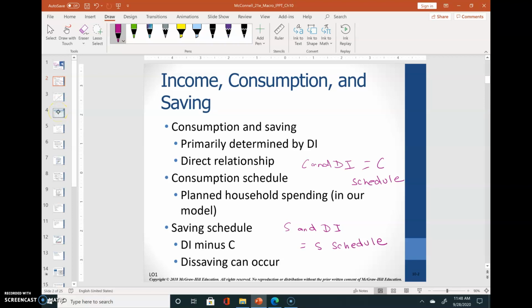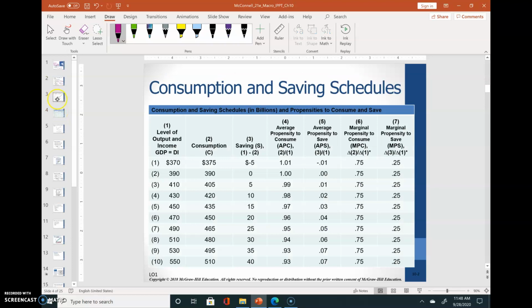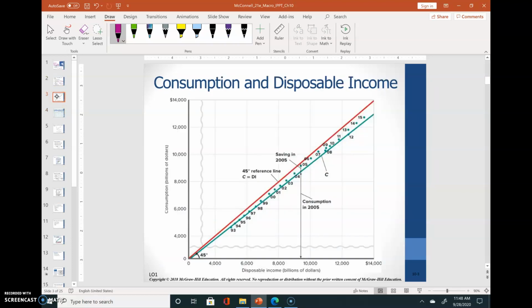Now take a look at this graph here. I have a 45-degree reference line, and all along the reference line consumption is equal to disposable income. This reference line is constructed using historical data showing the actual amounts of disposable income, consumption, and savings in the US over a period of time.